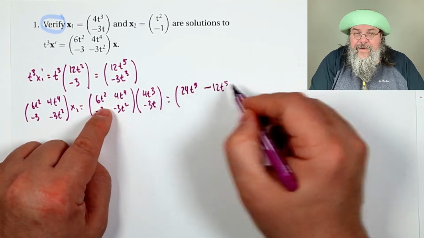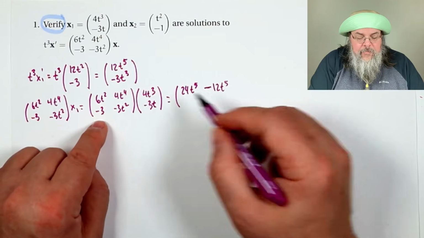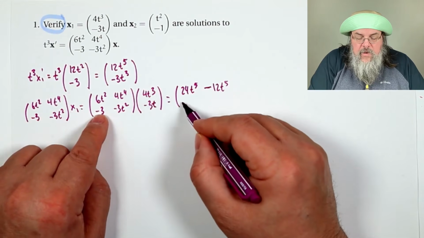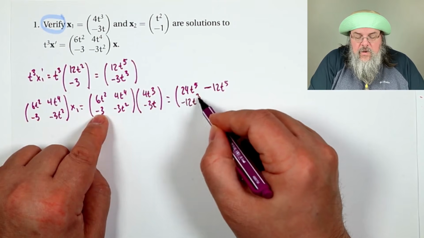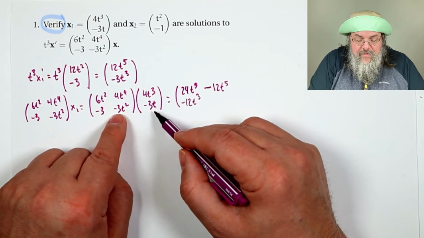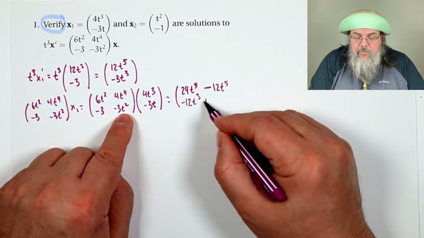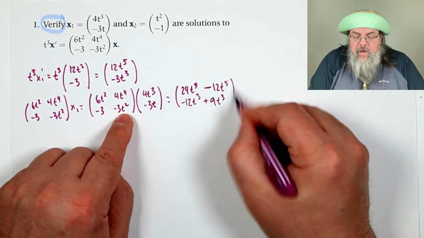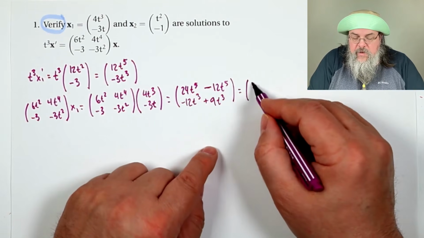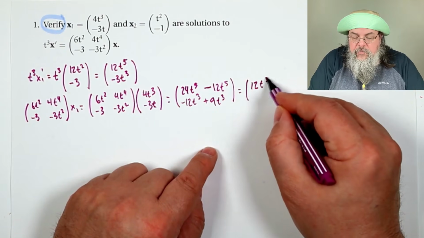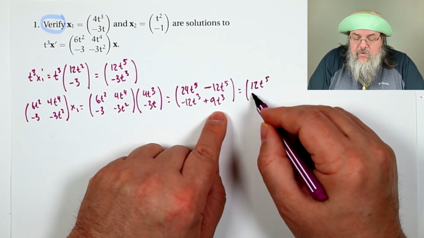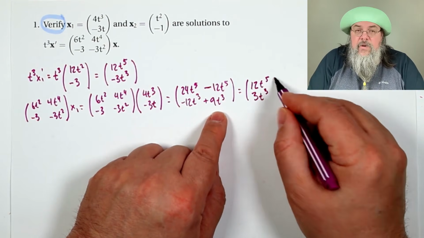Now this is one entry. It's not a 2 by 2. It's a single entry. Minus 12, because negative 3 times 4t cubed, t cubed. And then plus 9, right, negative 3 times negative 3 is plus 9, t cubed. And we add the entries. 24 minus 12, they both have t to the fifth, so that's good. That's 12t to the fifth. And minus 12 plus 9 makes minus 3t cubed.